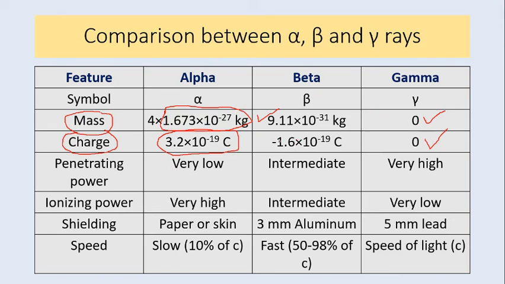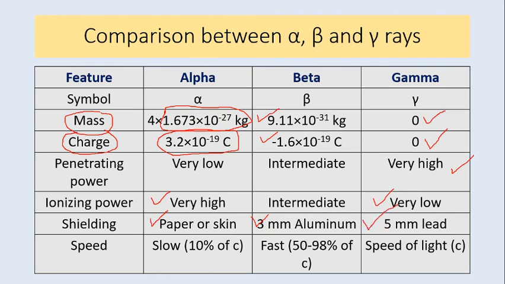And penetrating power: alpha radiation has very low penetration capacity, while gamma has the highest penetration capacity. But in terms of ionizing power, alpha radiation has the highest ionizing power, and gamma radiation has the lowest. And shielding, that means by which material these rays can be blocked or suppressed. Alpha radiation can be blocked using paper or by the skin surface. Beta radiation can be blocked using a 3 mm thick aluminum sheet, and gamma radiation can be shielded using a 5 mm thick lead sheet.